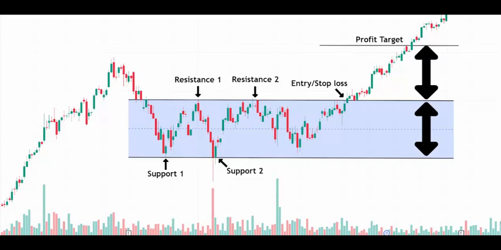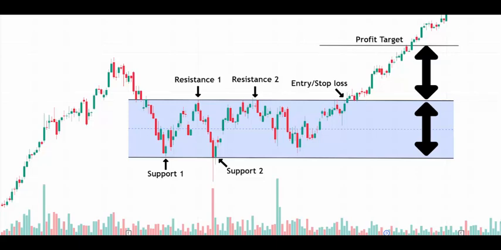Practice proper risk management. Always use proper risk management techniques such as setting stop-loss orders and limiting your position size. This will help you minimize losses in case the trade doesn't go as planned. Conclusion: trading the bullish rectangle pattern can be profitable if done correctly. However, it is important to remember that no trading strategy is foolproof, and losses can occur.